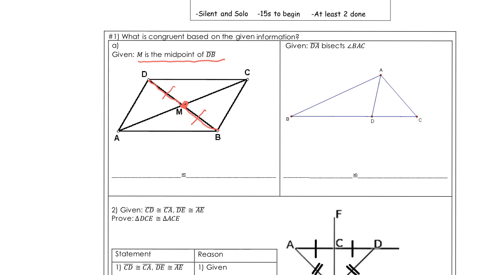So highlighting and annotating your diagram really helps. And then you just say what's equal. DM equals BM. So let's try another one.